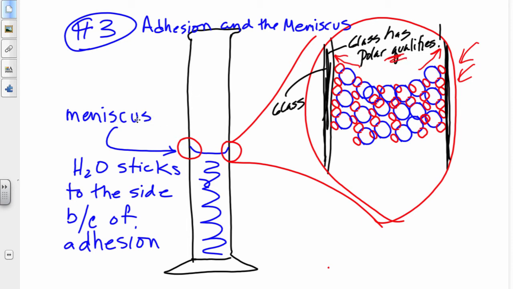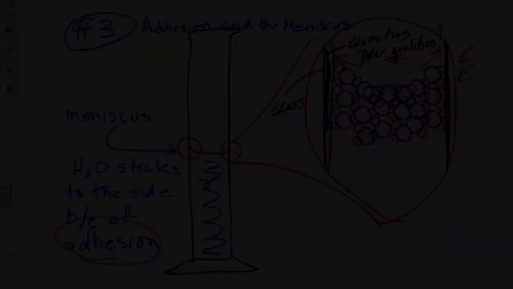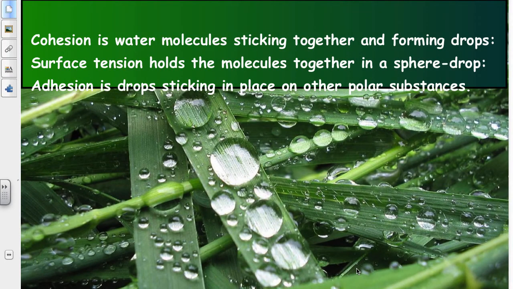So again, a meniscus is this curved behavior of water in a graduated cylinder. It also happens in a glass, in a kitchen glass, and the water sticks to the side of the graduated cylinder or to the sides of other polar substances because of this quality of adhesion that we're reading about in this paragraph.